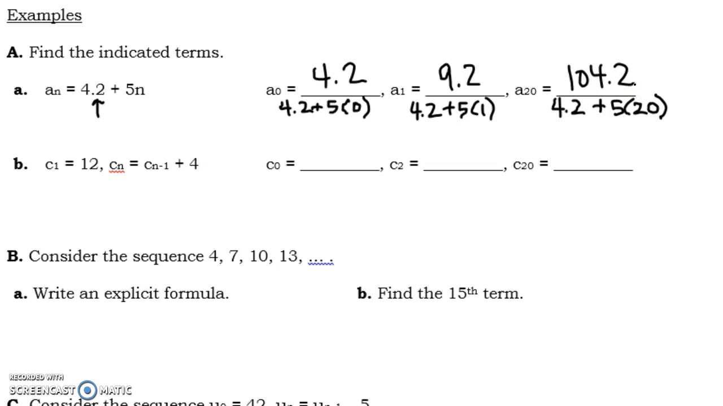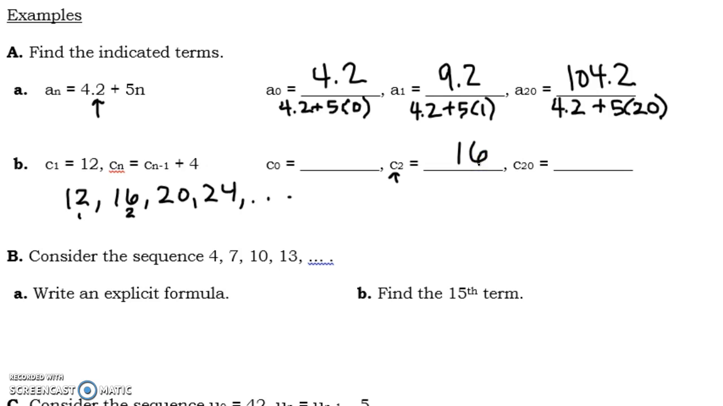Letter B says c sub 1 is 12, c sub n equals c sub n minus 1 plus 4. So I have a sequence that starts with 12, and then I'm adding 4, and then adding 4, and then adding 4, etc. So I did this answer already. c sub 2 is the second answer, and if this is my first answer, this would be my second answer. So I already know the second answer.